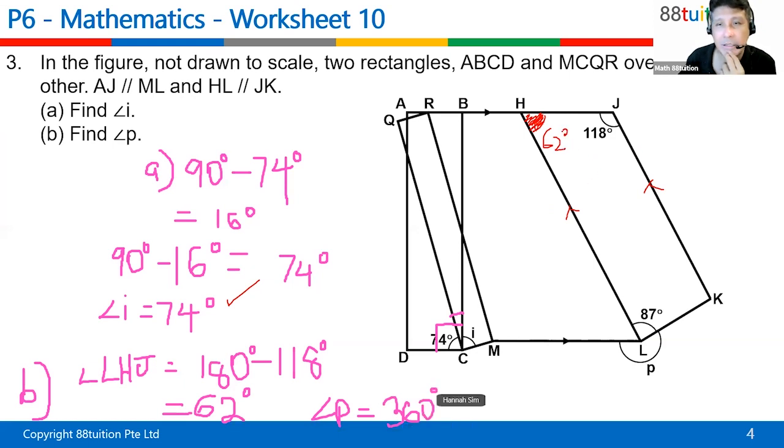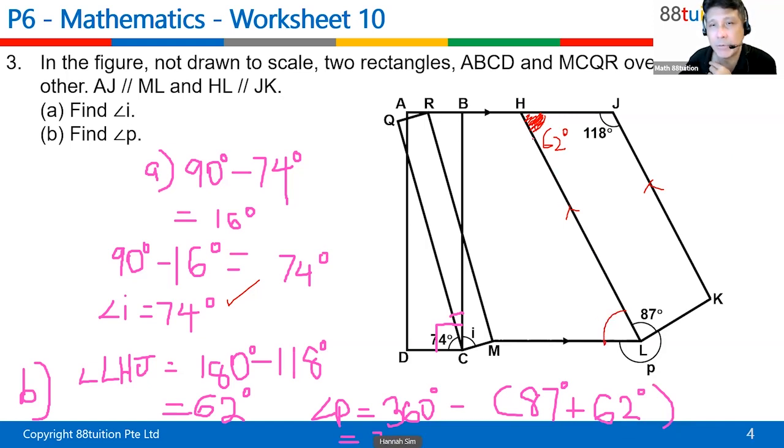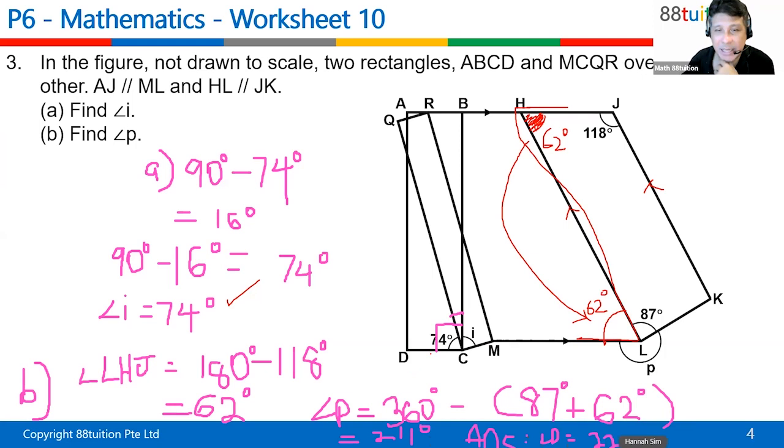Then she goes on to angle P equals 360 degrees minus 87 and minus 62. Yes, of course. This one wasn't mentioned. This one should be 62 as well because it's alternate angles. You will see the Z over there actually. So this is the Z. Well done. So you get 211 degrees, and that is correct.